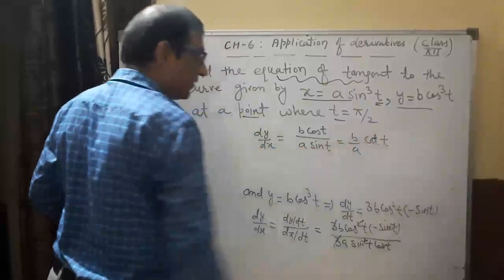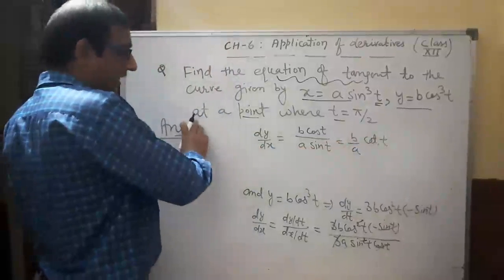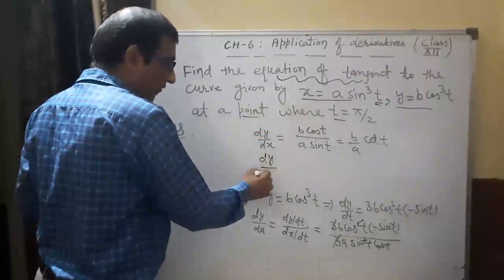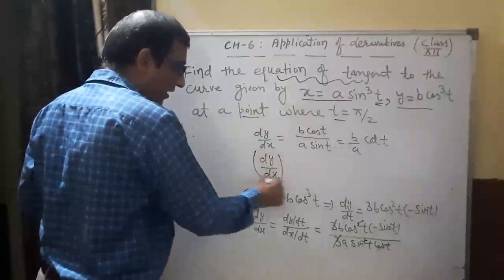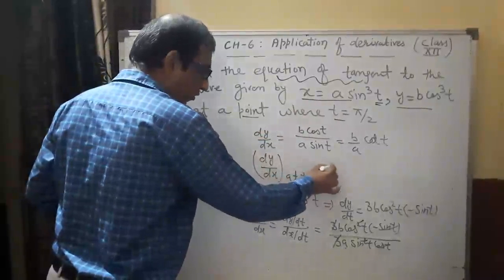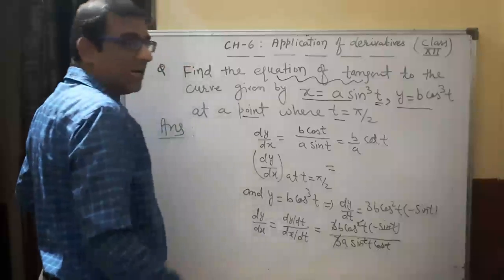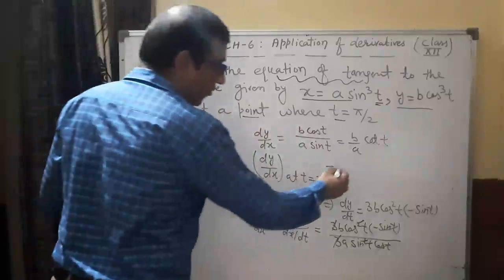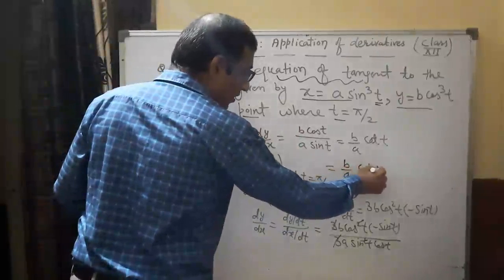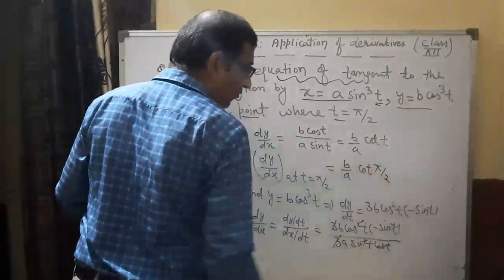cot t. Okay, and it is given here at a point where t equals pi by 2. It means the value of dy by dx at t equals pi by 2, because this right hand side is related with the variable t. So when we solve it, b upon a cot pi by 2.